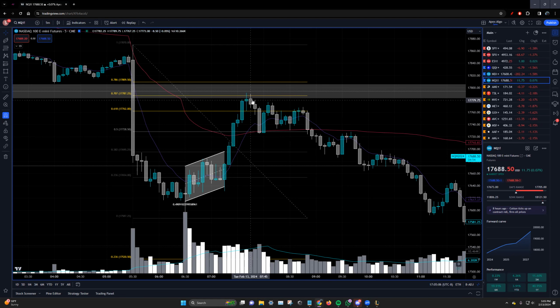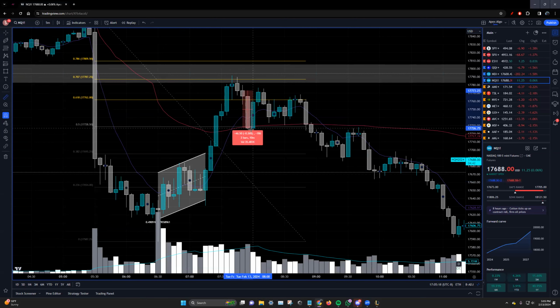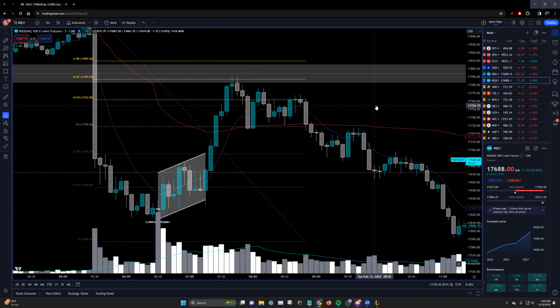Signaled shorts here, only took it to this 50% or this VWAP and the 0.5. I said that was a good area to trim. So caught a quick, I want to say maybe like right here, caught a quick 45 points, right? 30 to 40 points.